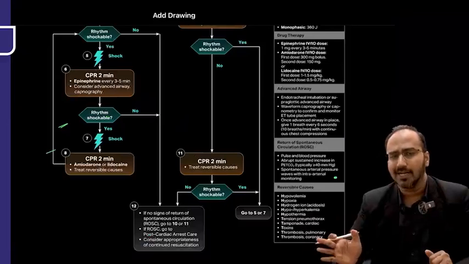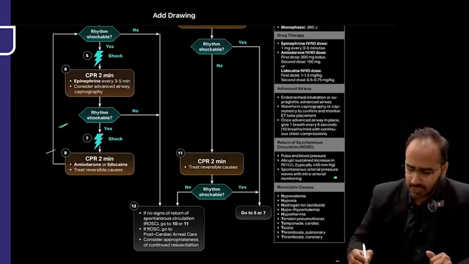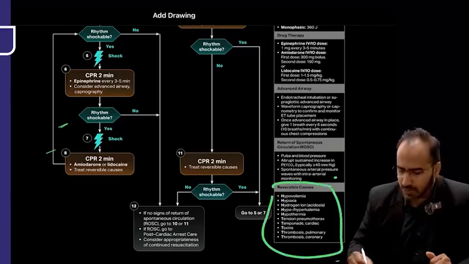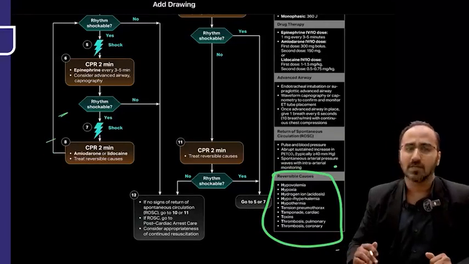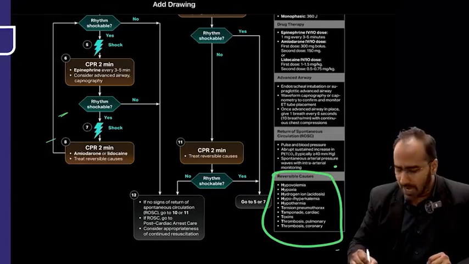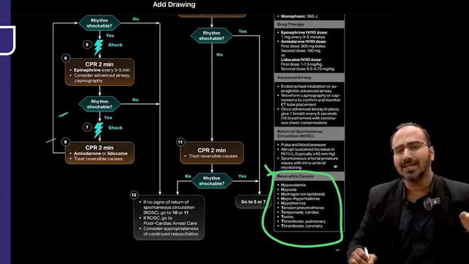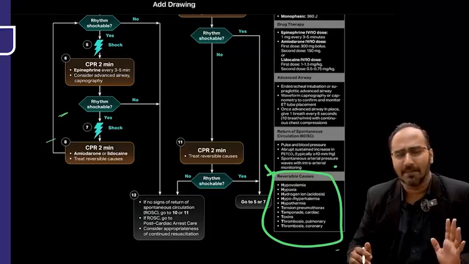If it is a shockable rhythm, then after 3 shocks you need to go for amiodarone and you need to look for the management of reversible causes. If it is a non-shockable rhythm, then after 2 rhythm checks, you have to go for management of the reversible causes. Why? Because in shockable rhythm, you are totally depending on the defibrillator so that it can revert the heart rhythm to a normal rhythm.